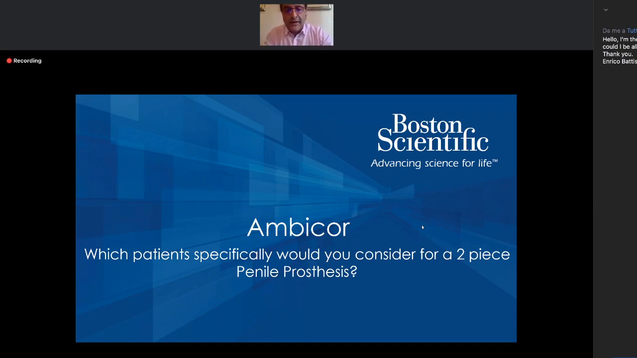The first one is the price in Italy is the same as the three pieces. And if the patient has the possibility to choose the three pieces prosthesis. I implanted the Ambicor in two cases with a previous extensive abdominal surgery. The patient had previous cystectomy and plasty, and if you have this kind of anatomy, I think it's better to implant the Ambicor. But in terms of money, sorry if I speak about money, but it's a real consideration. In Italy, the price is the same, and if the patient hasn't a lot of money, he can choose between malleable or three pieces implant.